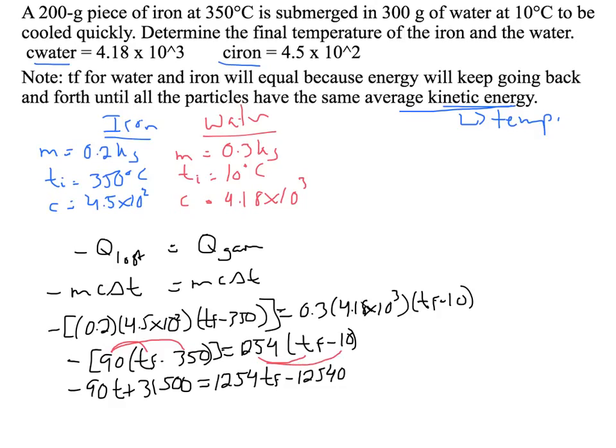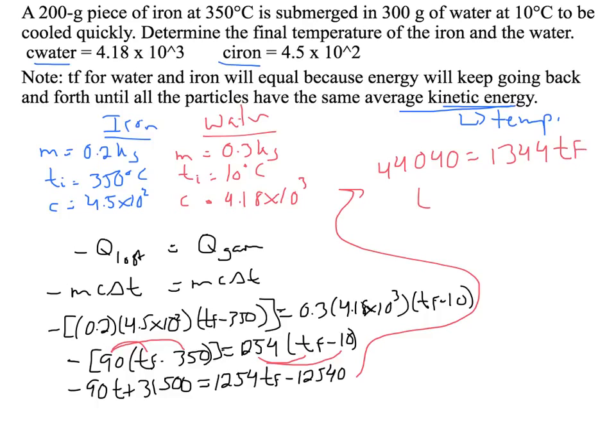Now we need to collect like terms, so we'll have to bring this over here. Let's collect some like terms. We're going to end up getting 44040 equals 1344 TF. You divide both sides and we get a TF value for both of 33 degrees Celsius.